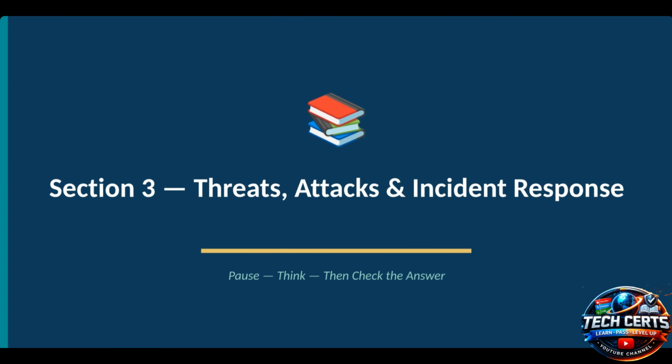Now we're in Section 3, Threats, Attacks, and Incident Response. This is a big domain on the Security Plus exam. You need to know your attack types, your incident response phases, and how security tools detect and respond to threats.